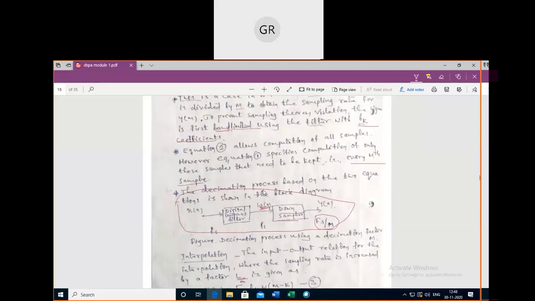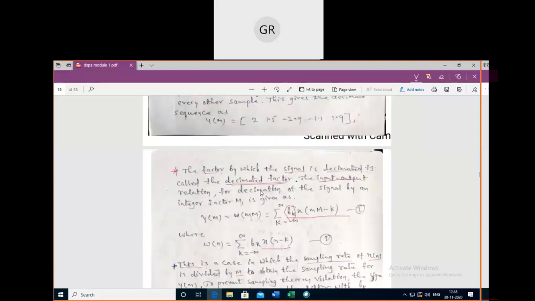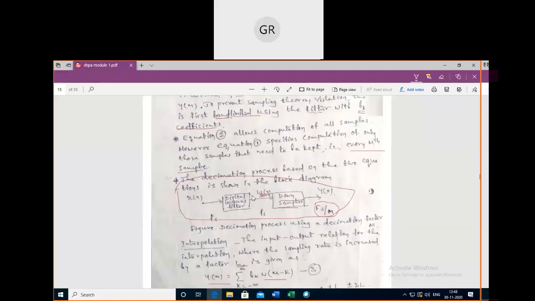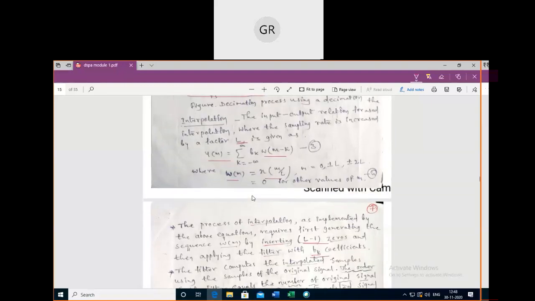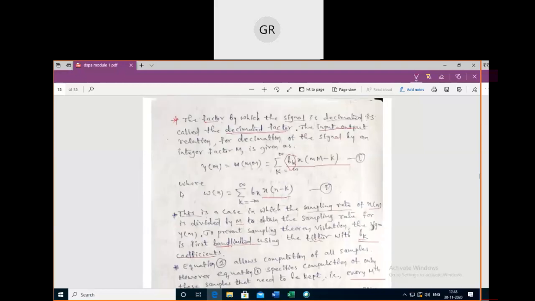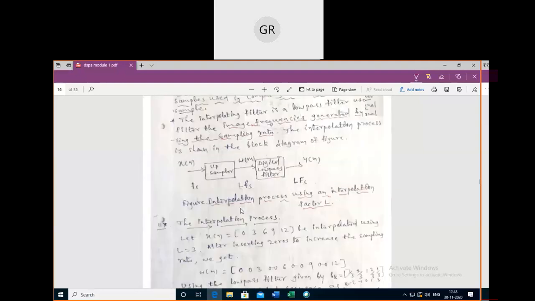Both are very important. Please practice them. Go through the decimation process and the interpolation process. Both are DSP operations. Interpolation is used to increase the sampling rate, and decimation is used to decrease the sampling rate. Just remember that.